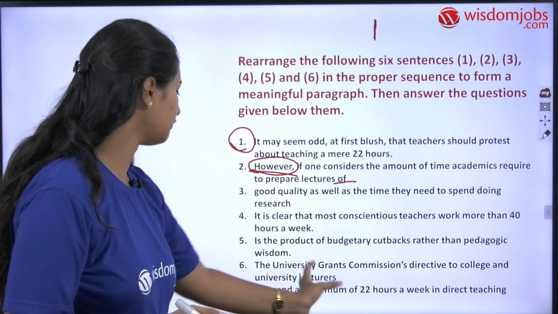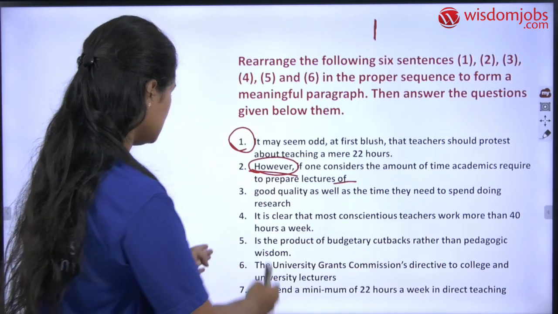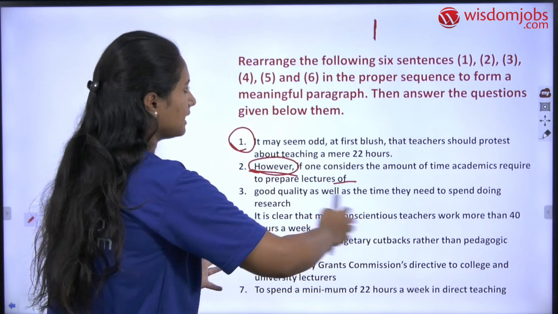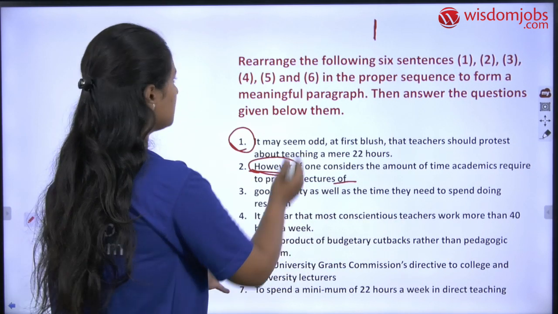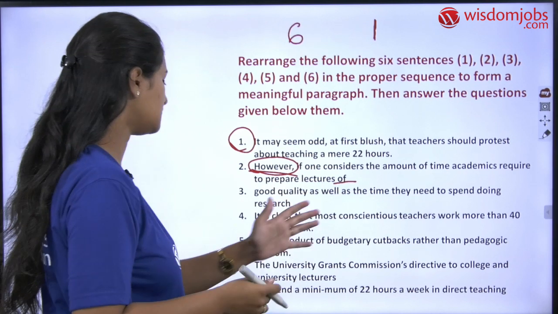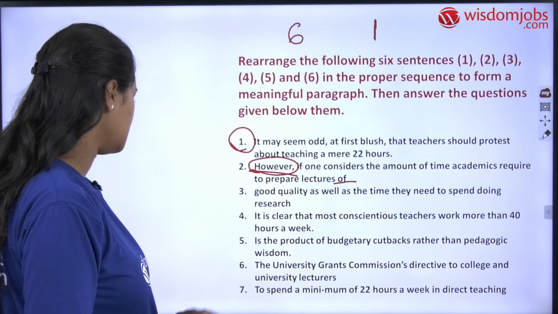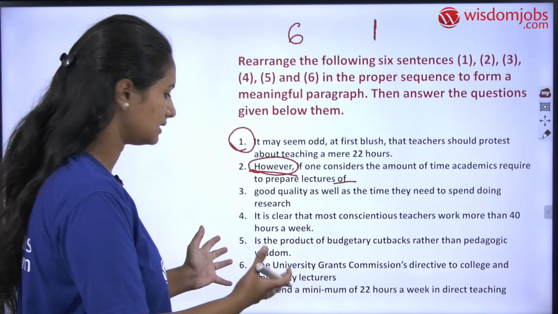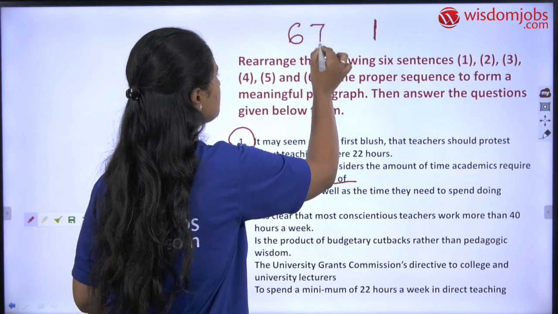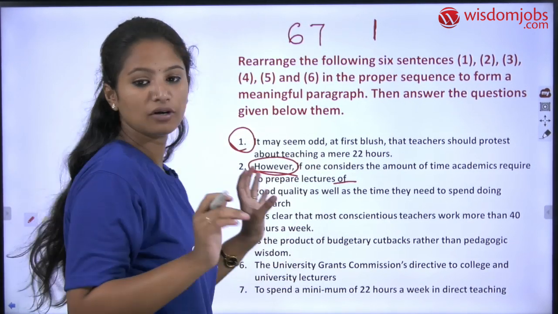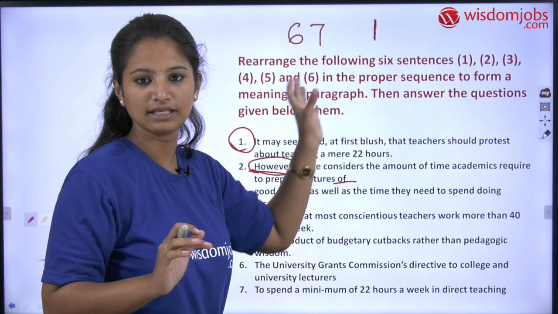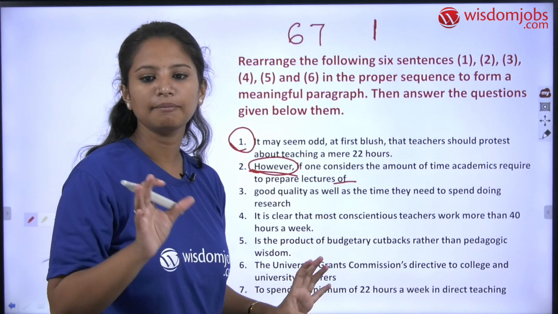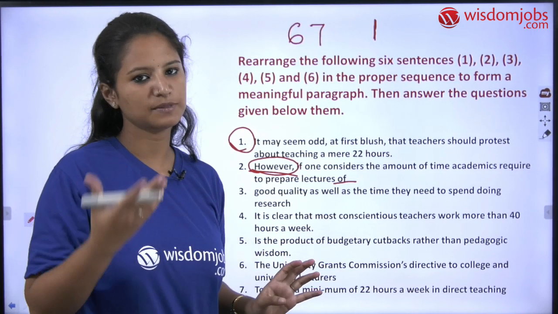So if you see this, minimum of 22 hours a week in direct teaching, 6 and 7 are a continuation. Why? Because this is a directive. So basically this will be the first sentence. The University Grants Commission's directive to college and university lecturers to spend a minimum of 22 hours a week in direct teaching. So basically this is a continuation. So 6 and 7 should be the continuation. We are not yet sure whether this is the beginning sentence of the paragraph or not, but we are clear that 6 and 7 come together. 6 comes first and 7 comes later.